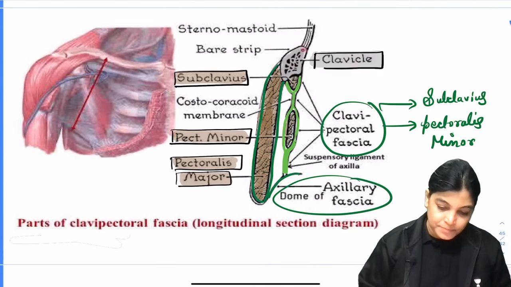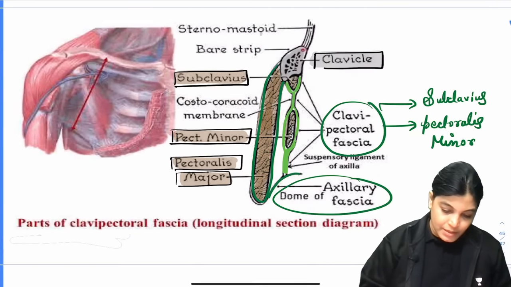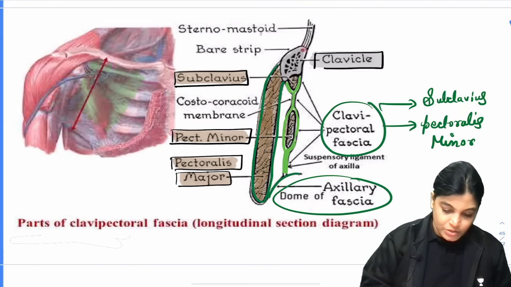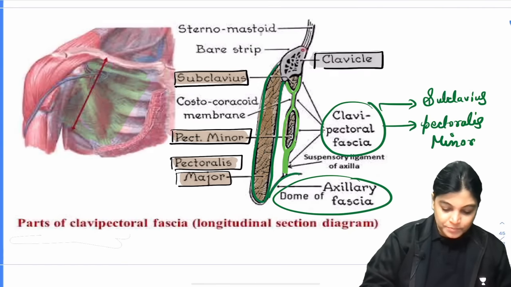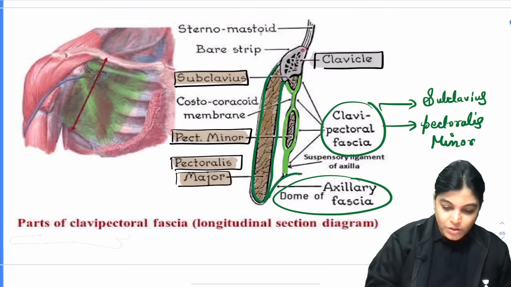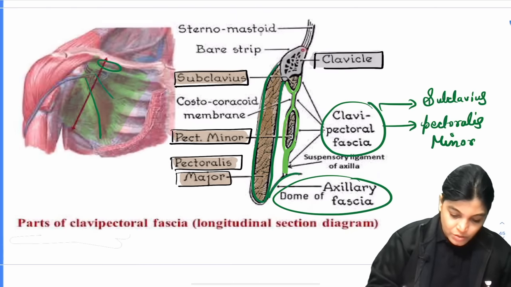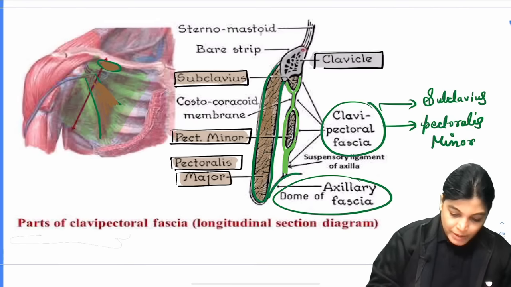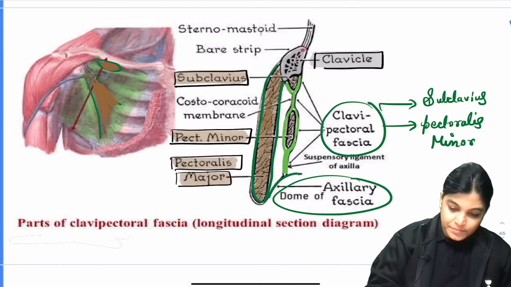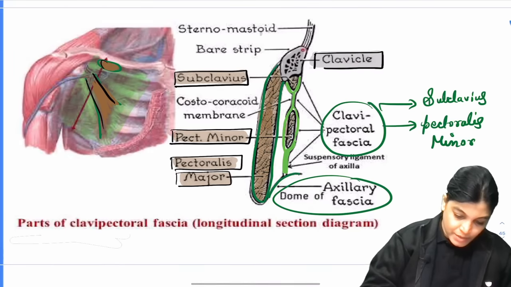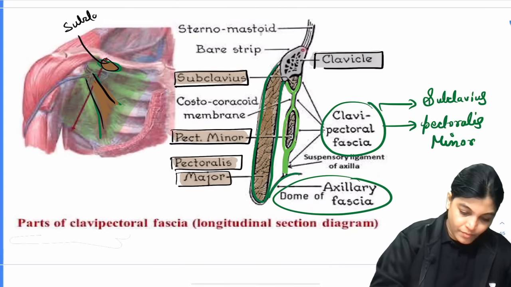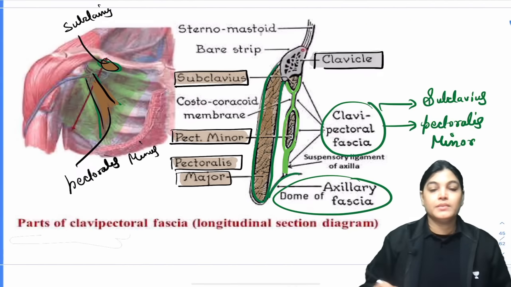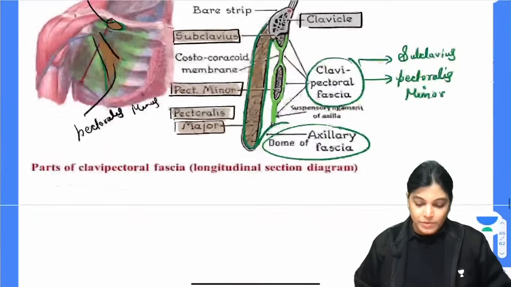This you can also see in this diagram. Here, this whole extent which you are seeing, I will use green color. So this is the whole extent of the clavipectoral fascia. Here it will enclose the subclavius muscle, and here it is enclosing the pectoralis minor muscle. Got it? Okay, so write this point, and then we will proceed.